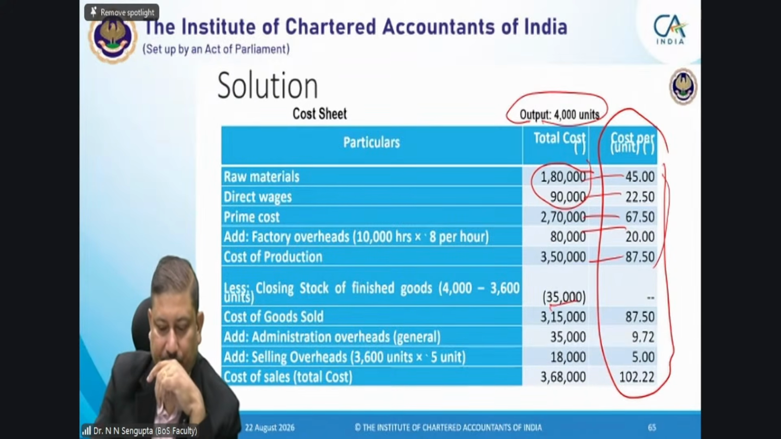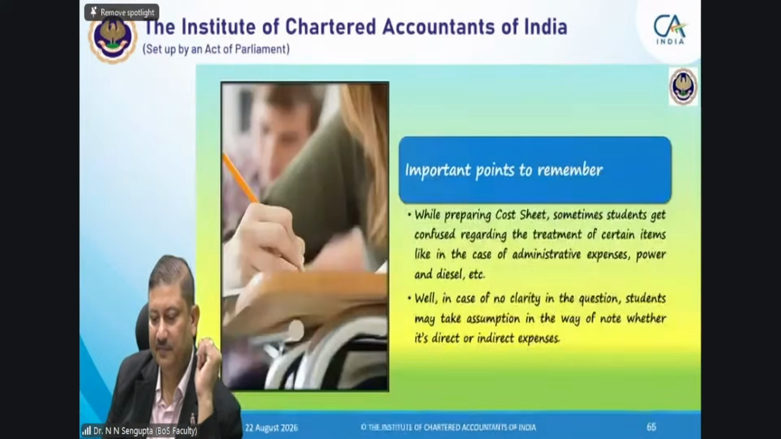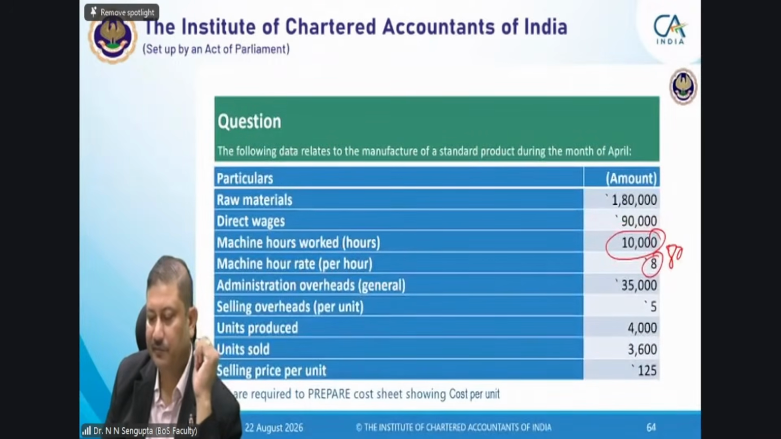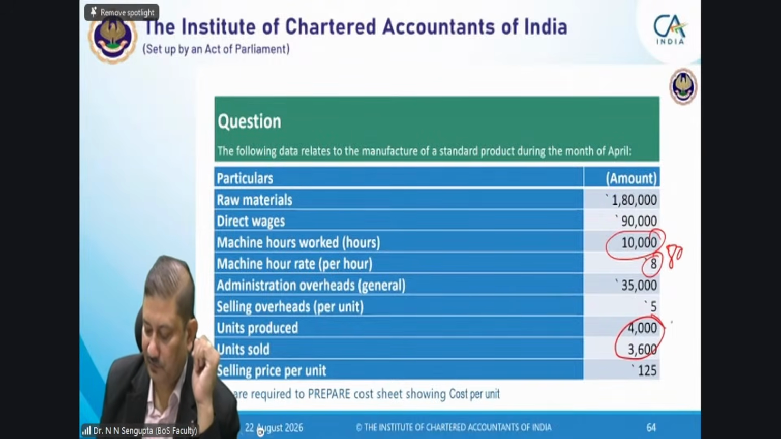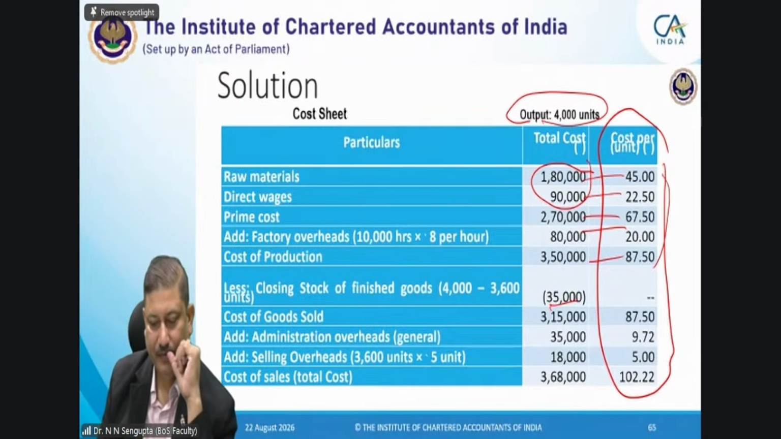This one, 4,000 minus 3,600. This two that we have adjusted. So cost of goods sold we have got 3,15,000, right?